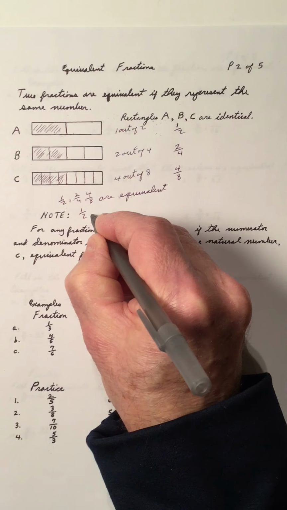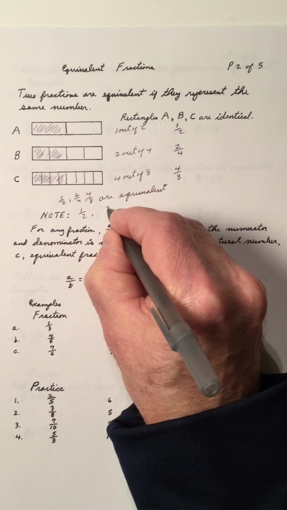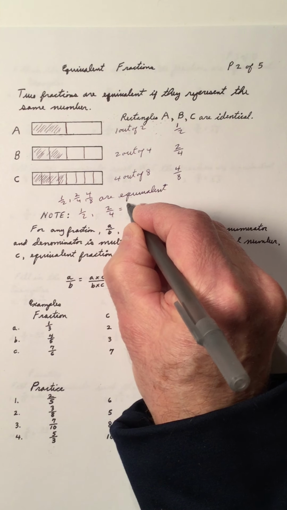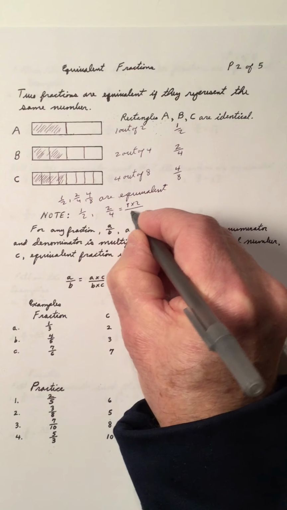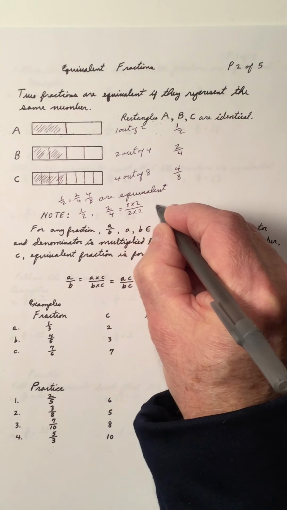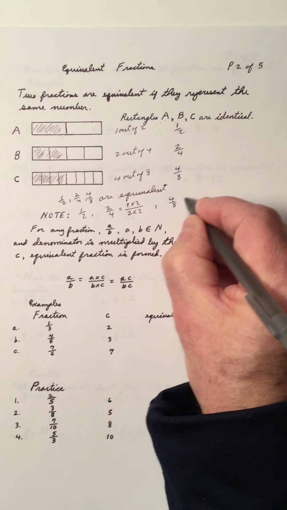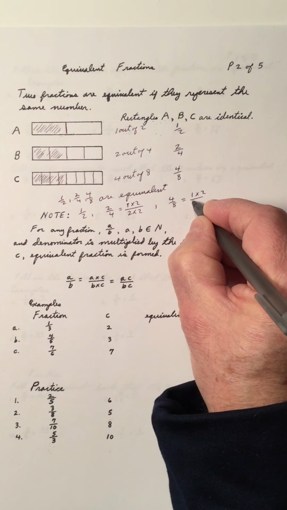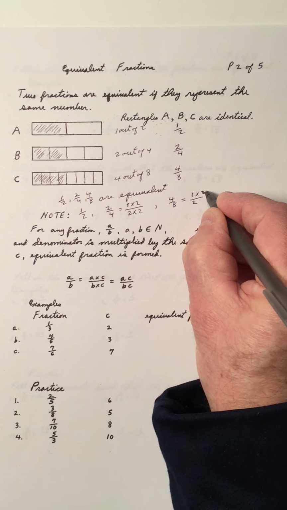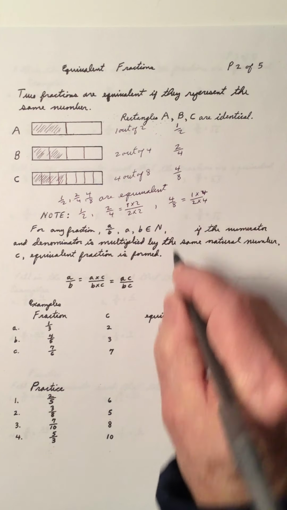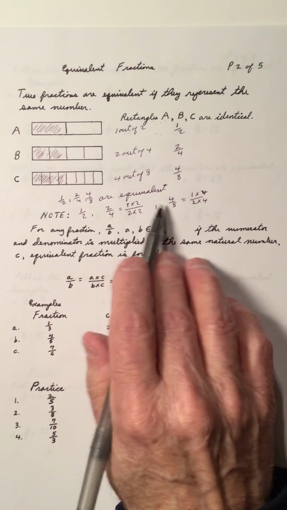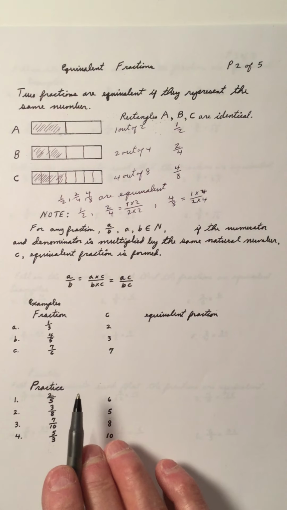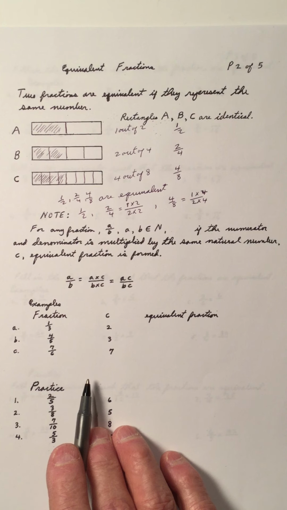Also note a half and 2 over 4 as a fraction is really 1 times 2 over 2 times 2. And 4 out of 8 is the same as 1 times 4 over 2 times 4. Showing you this equivalency is going to take me through the concept of equivalent fractions, reducing, etc.